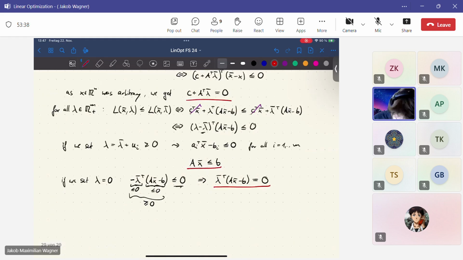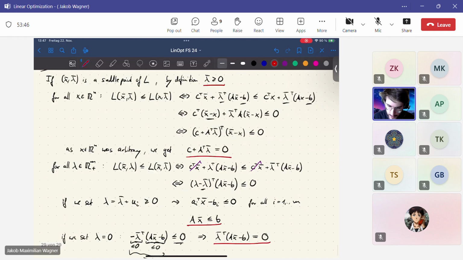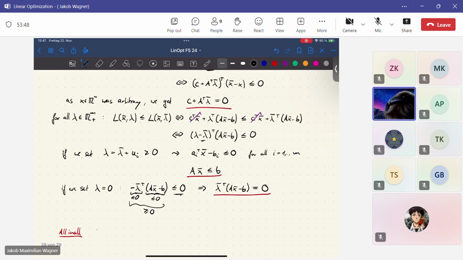So all in all, if we take all the conditions that I've marked in red together, we have that x bar and lambda bar satisfy the KKT conditions, and thus we can conclude that x bar is an optimal solution, or a solution to the optimization problem.